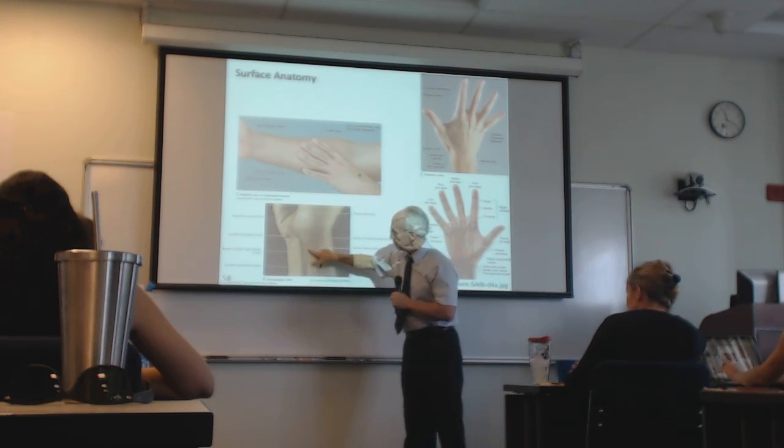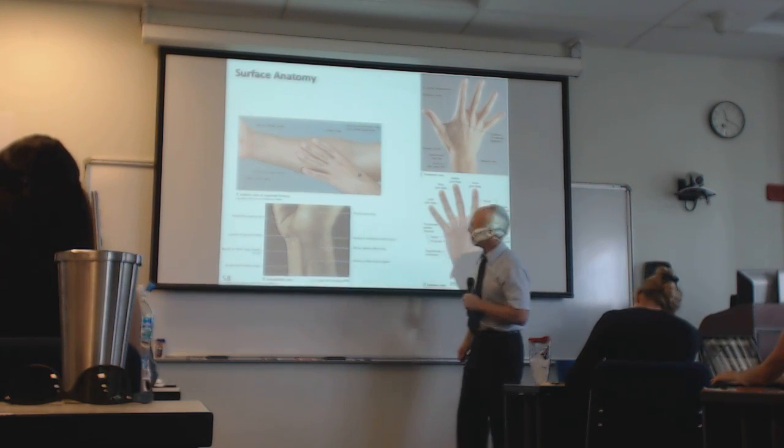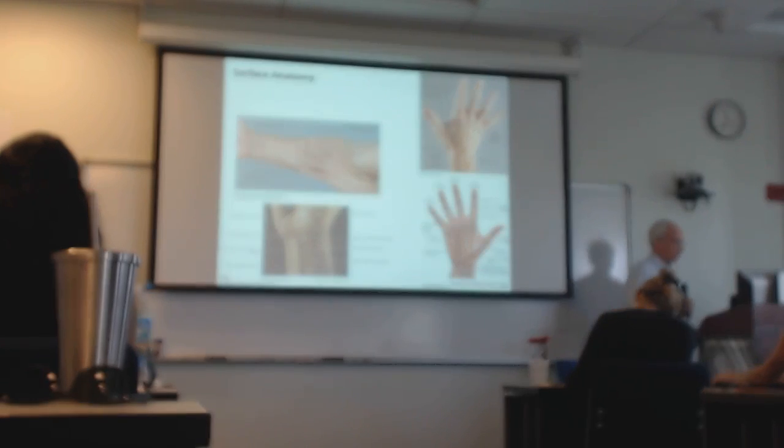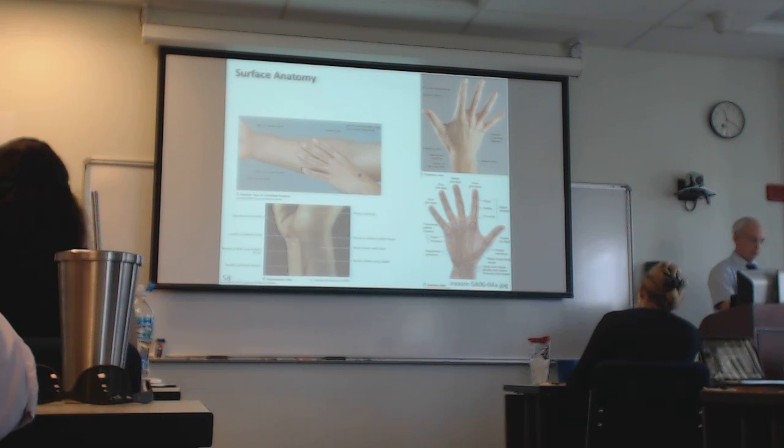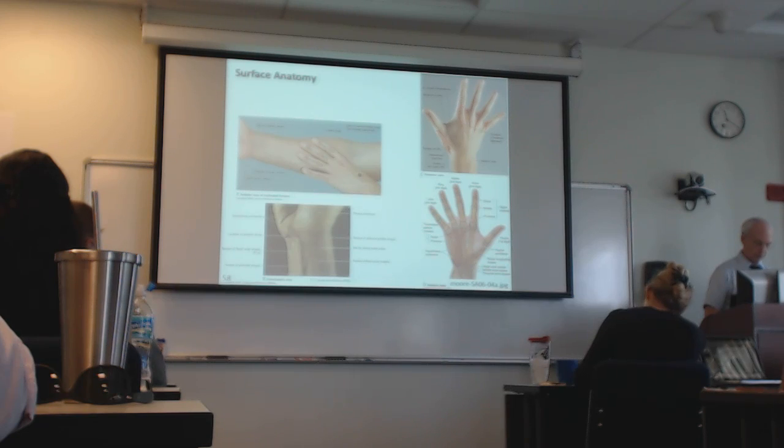And then the flexor carpi radialis on the other side. Extensors, the tendons of the extensor digitorum going to the fingers there. And we've already talked about the components of the anatomical snuffbox. So that's pretty much all the surface anatomy you should be familiar with.